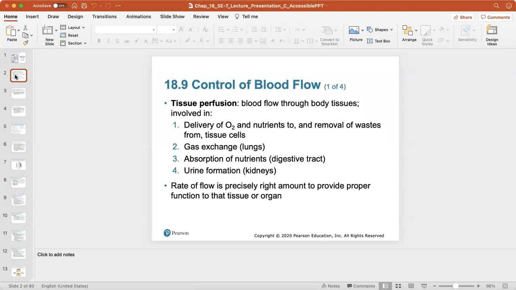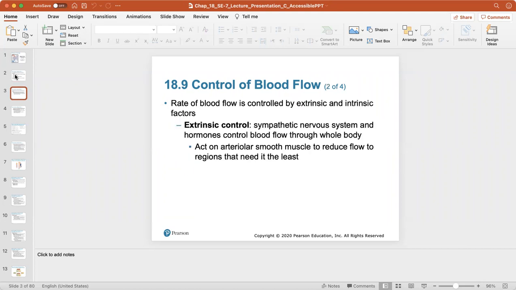Gas exchange occurs in the lungs, and absorption of nutrients is a type of tissue perfusion that occurs in the digestive tract. Everything that you eat, all the nutrients get absorbed into the bloodstream in your GI tract. And then urine formation, tissue perfusion, also occurs in the kidneys. And the rate of flow is precisely right in order to provide proper function to that tissue or organ.